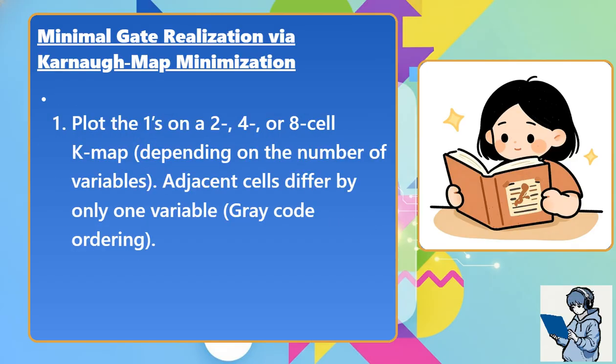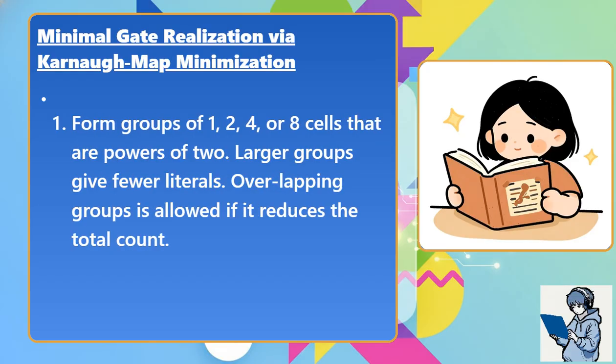Step 2: Plot the ones on a 2, 4, or 8-cell K-map, depending on the number of variables. Adjacent cells differ by only one variable: Gray code ordering. Step 3: Form groups of 1, 2, 4, or 8 cells that are powers of 2. Larger groups give fewer literals. Overlapping groups is allowed if it reduces the total count.